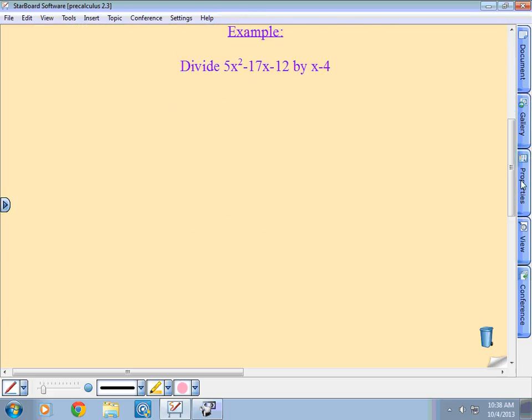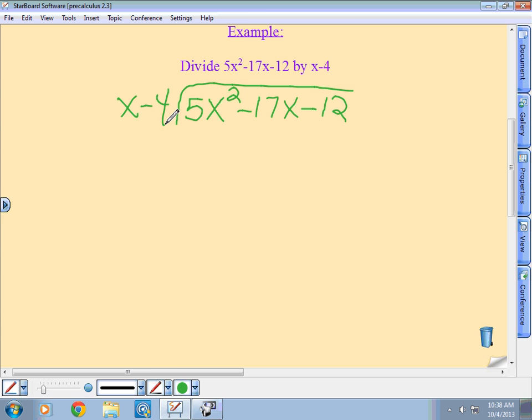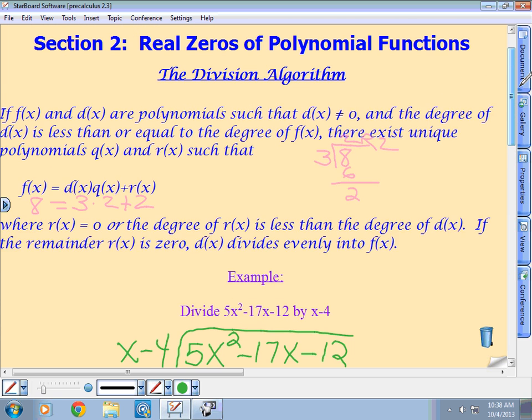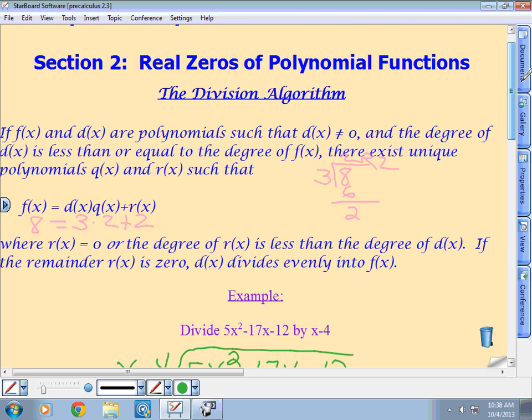Okay. All right. So we have 5x squared minus 17x minus 12, and we're dividing by x minus 4. Now notice something that I forgot to highlight up here. And I might not have written that down there.